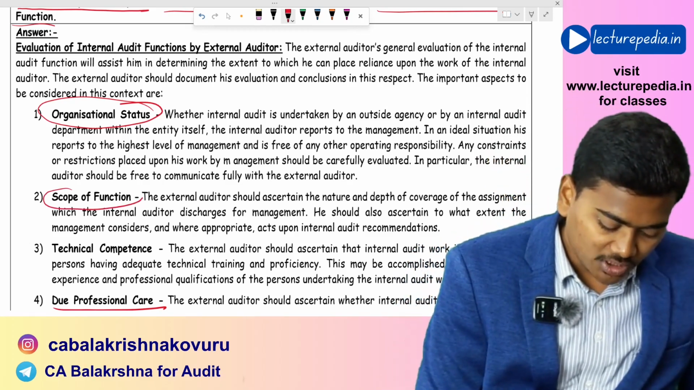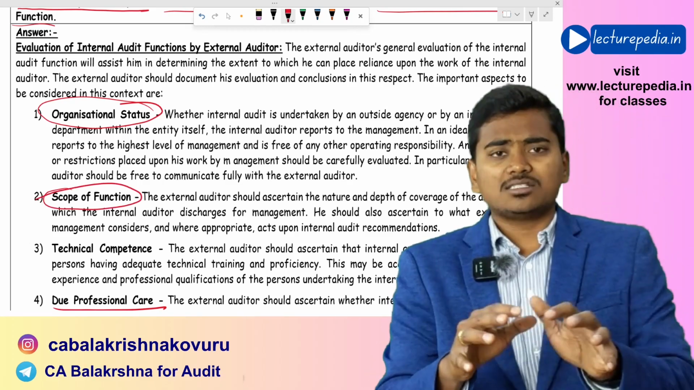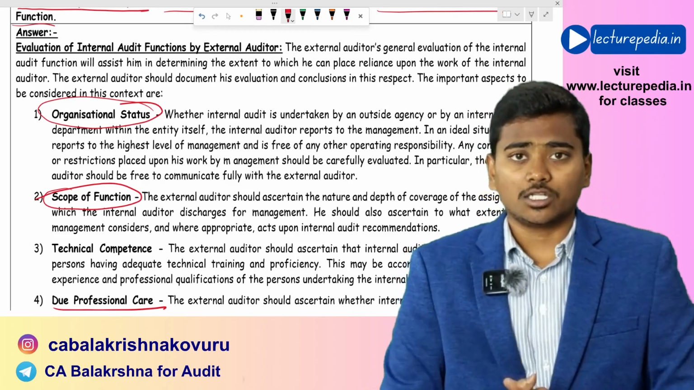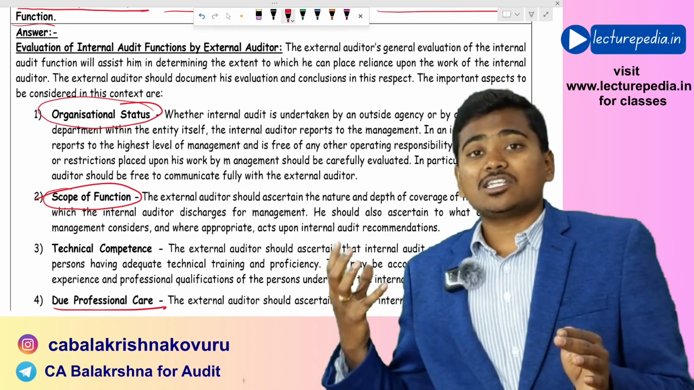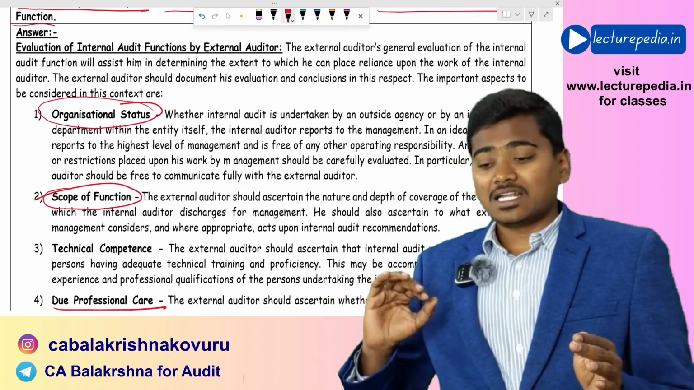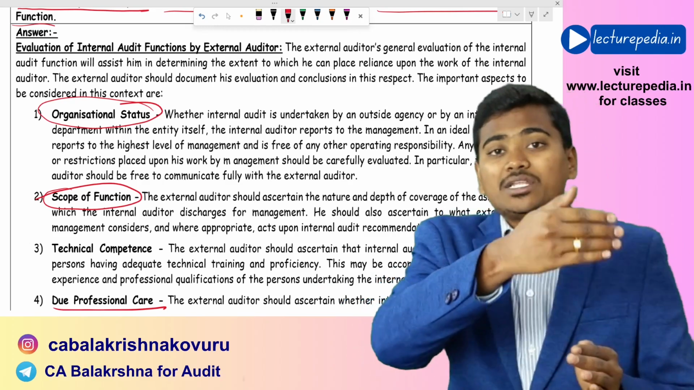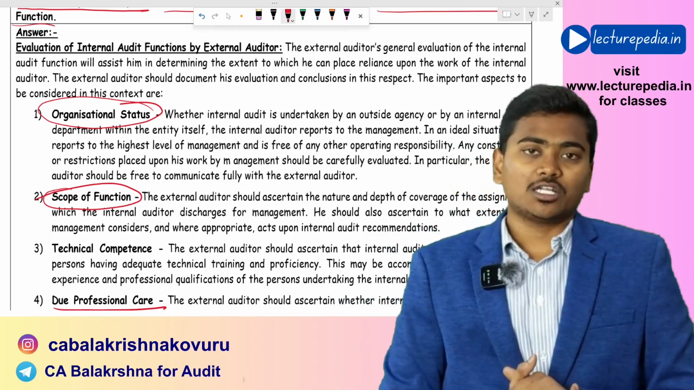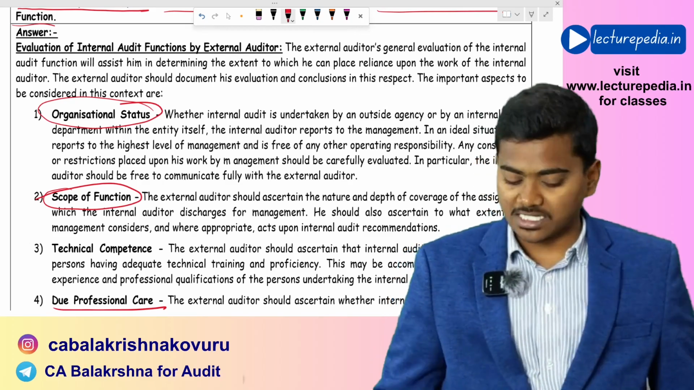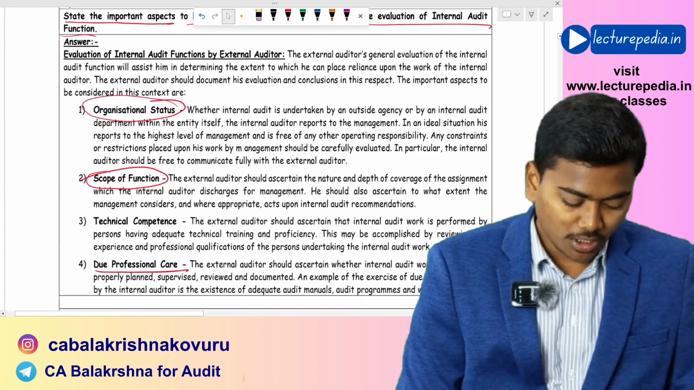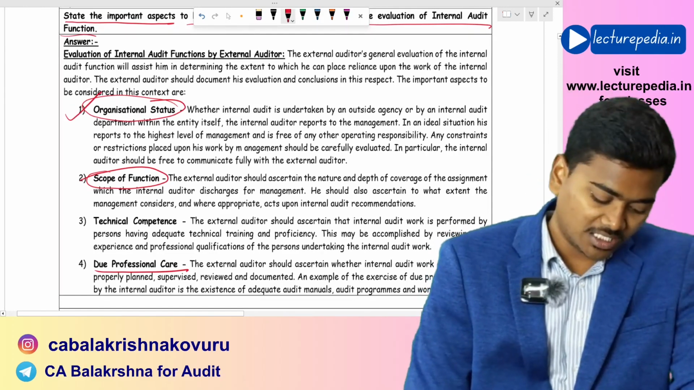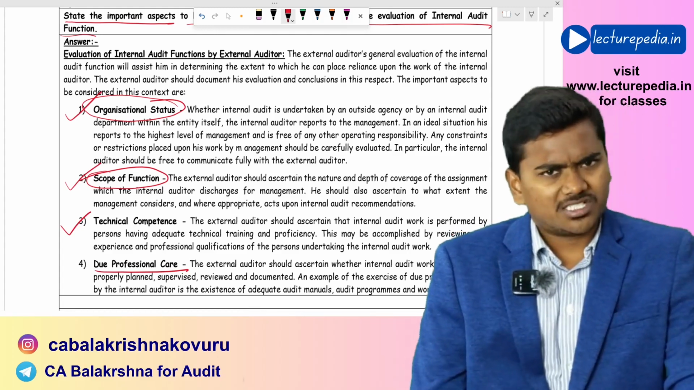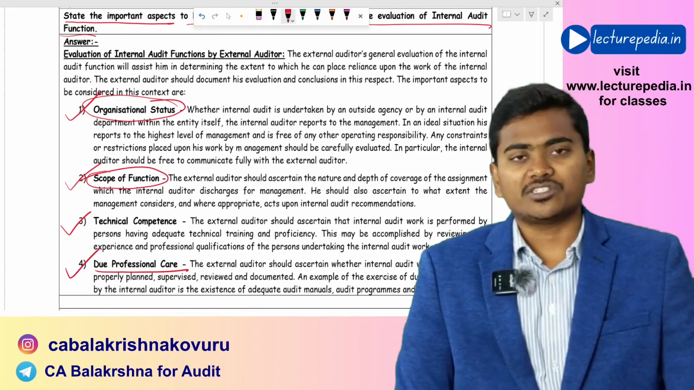And the scope of function of internal audit. What is the scope of internal audit? Which areas have been covered by the internal auditor? Based on this, the statutory auditor will decide whether he can cover other areas which have not been covered by the internal auditor. So even the scope of function of internal audit will be considered by the statutory auditor. So these 4 points he will verify: organizational status of the internal auditor, scope of function, technical competence or professional competence you can call it, and due professional care.